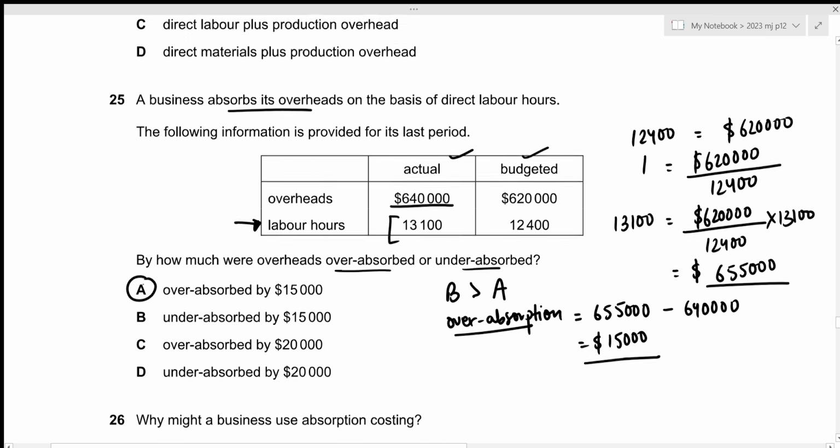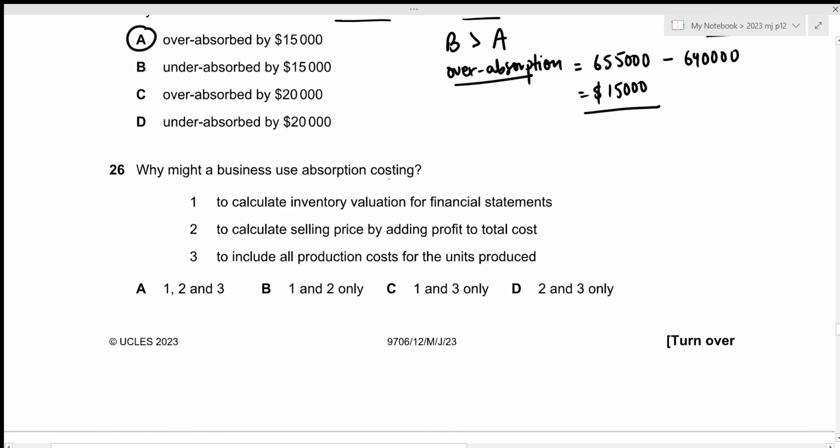Let's move towards the 26th question. Why might a business use absorption costing? So the first one is to calculate inventory valuation for financial statements. This is true because absorption costing will absorb all of our overheads so that the cost of each unit will include every cost incurred. So it can definitely be used to calculate the value for inventory. The second one is to calculate selling price by adding profit to total cost. Like I said before, the total cost will include all of the overheads as well, which means that we can easily calculate the selling price by adding profit to it. That's correct as well. The third one is to include all production costs for the units produced. Again, this is true. So the correct answer is given by option A.